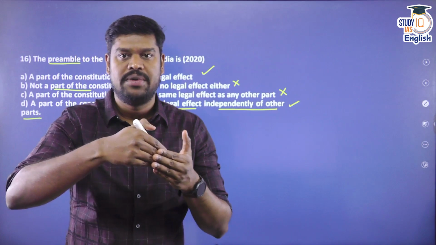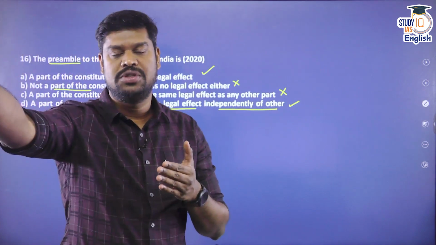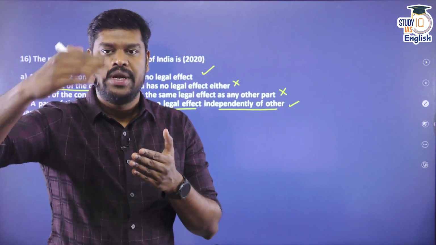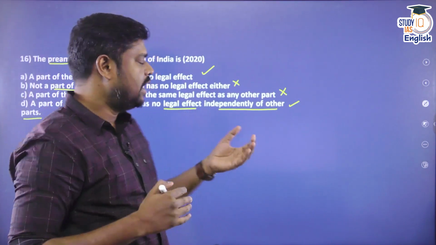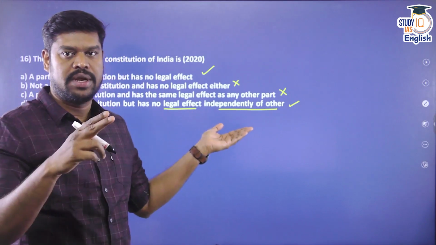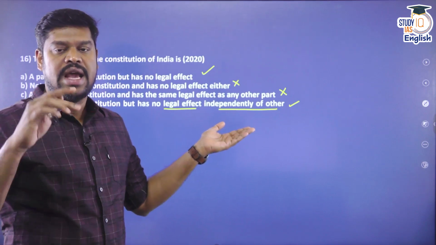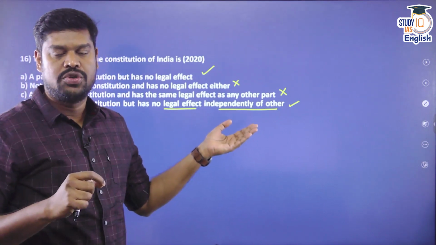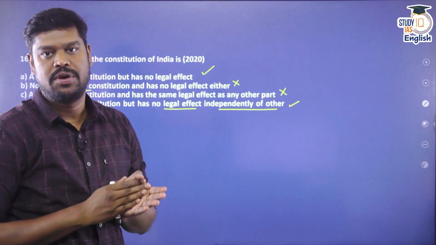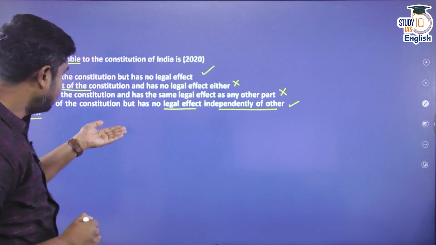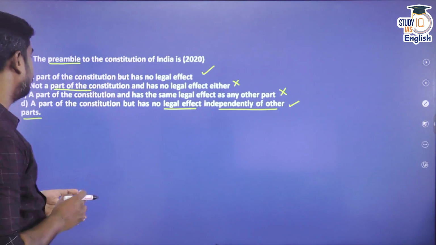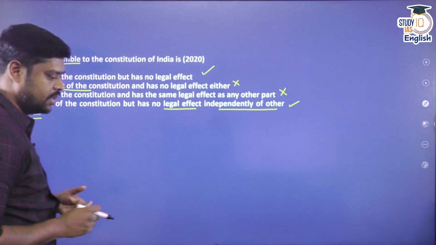The purpose of the preamble is to interpret the other provisions of the Constitution, and that's why the Supreme Court has told us that the preamble is a key to unravel the minds of the makers of the Constitution. So this option is trying to explain that if there is any ambiguity with regard to any of the provisions of the Constitution, the preamble can be used to interpret those provisions. So this option D gives the best possible information about the preamble in this particular question. So the right answer would be option D.